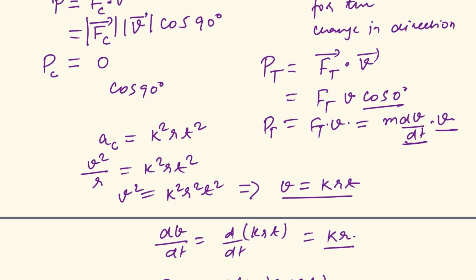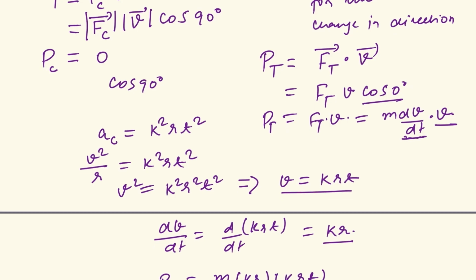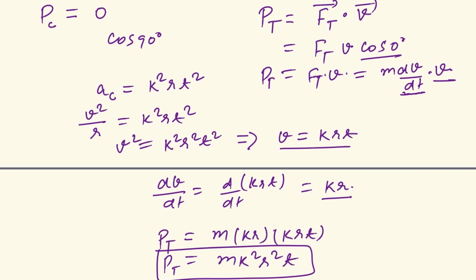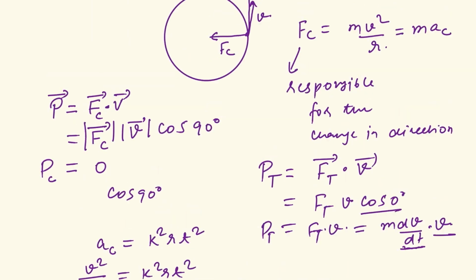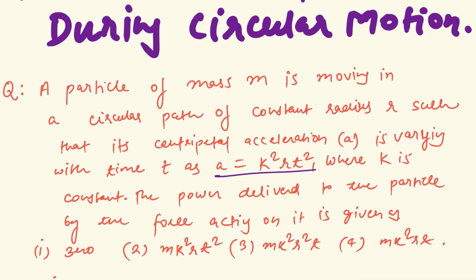That is the power delivered by the tangential force only, not the centripetal force, because the centripetal force is always perpendicular to the displacement of the particle. So the final answer is m k square r square t, which means the third option is the correct option.